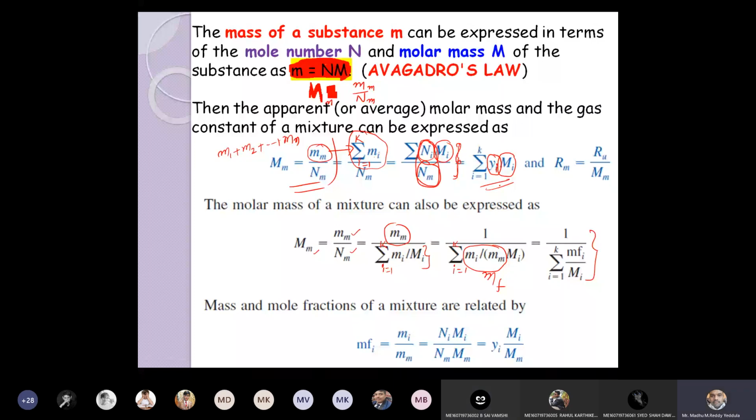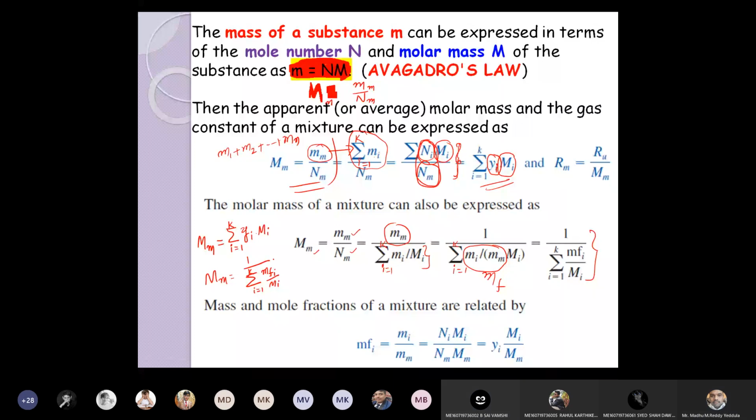So finally, we got the molar mass of the mixture is equal to summation i equals 1 to k of yi into Mi. This is one way, and the second way is the molar mass of the mixture is equal to 1 by summation i equals 1 to k of mfi by Mi. Here it is division and here it is multiplication.